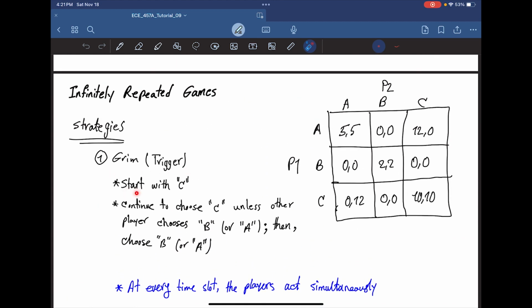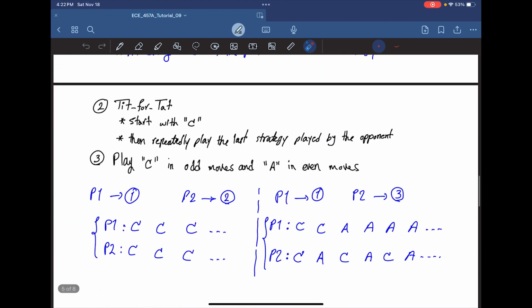So it says: start with action C, continue to choose C unless the other player chooses B or A, then choose B or A. And let's consider that player 2 plays the second strategy, tit for tat. So it says: start with C, then repeatedly play the last strategy played by the opponent. Okay, so in this case, they both chose their actions simultaneously. So P1 chooses C because it's playing Grim, and P2 chooses C as well.